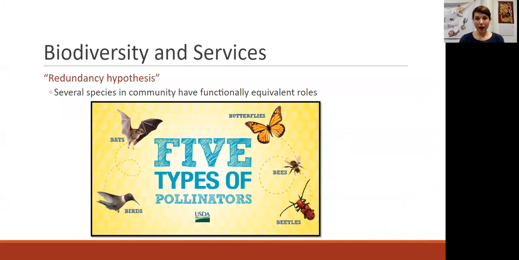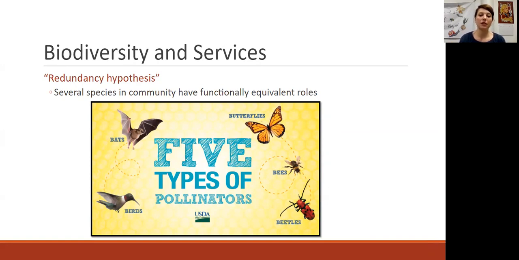So to follow that up, there's this idea of a redundancy hypothesis, and that's that in a really healthy ecosystem, you're going to have several species that have relatively similar jobs. And this is not redundant in a bad way, it's redundant in a really good way, because if there's an issue with one of these species, that means the entire ecosystem and that service doesn't crumble with that species.